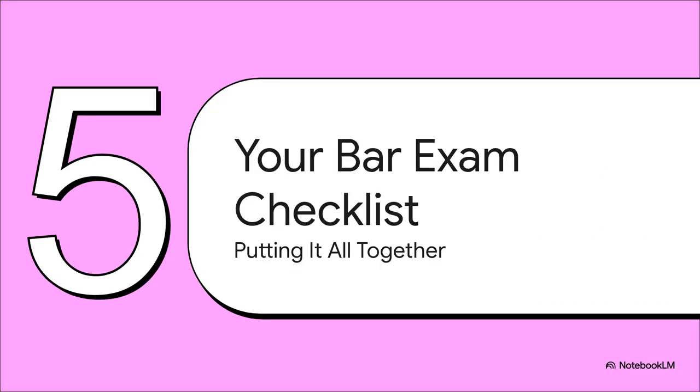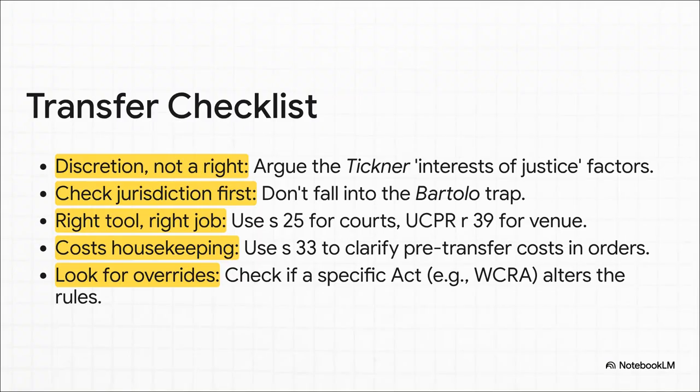Okay, so we've covered the power, the discretion, the traps, and the costs. Let's boil this all down into a super practical checklist that you can use to structure your arguments when you're sitting that bar exam. Here it is, your 5-point plan. First, always argue the Tickner factors. Second, you have to confirm jurisdiction so you don't fall into that Bartolo trap. Third, use the correct rule for court versus venue. Fourth, do your cost housekeeping with Section 33. And finally, number 5, always do a quick check for any specific legislation that might override these general rules. If you can nail these points, it shows you have total command of the topic.